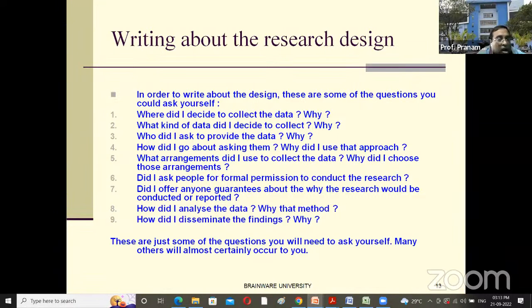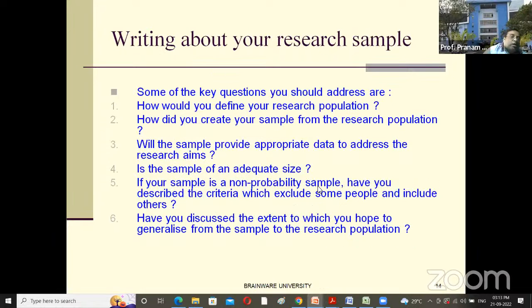These are just some of the questions you will need to ask yourself. Many others will almost certainly occur to you in the course of time when you continue with your research. Then writing about your research sample. Some of the key questions you would address are: how would you define your research population? How did you create your sample from the research population? Will the sample provide appropriate data to address the research aims?